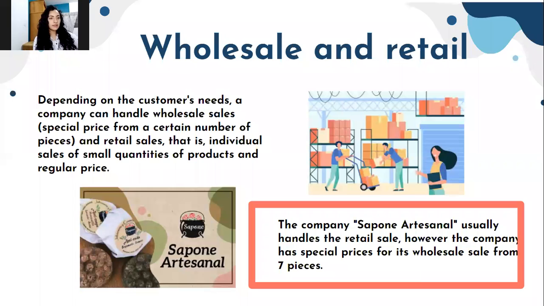And last, we have the wholesale and retail. Depending on the customer needs, a company can handle wholesale sales with a special price from a certain number of pieces, and retail sales, that is, individual pieces in small quantities at a regular price. In this case, the company Sapone Artesanal manages wholesale from 7 pieces.